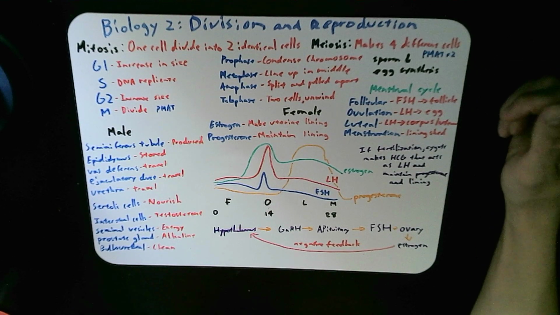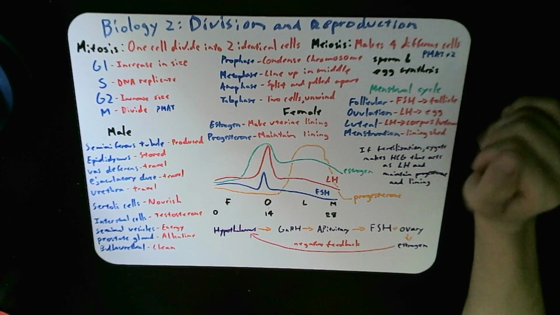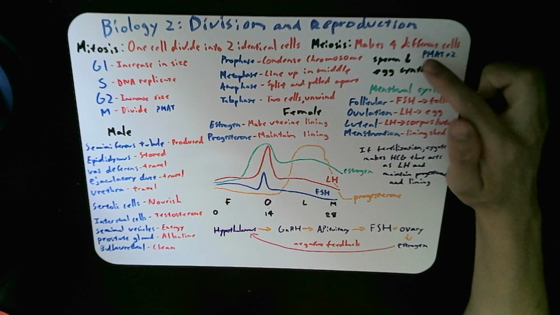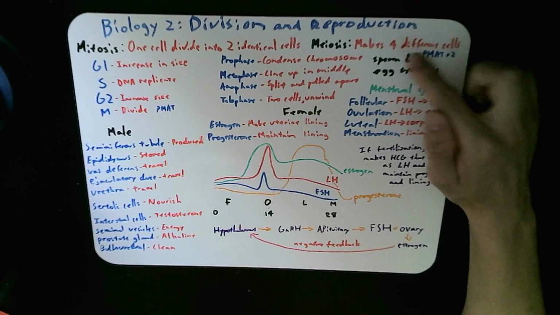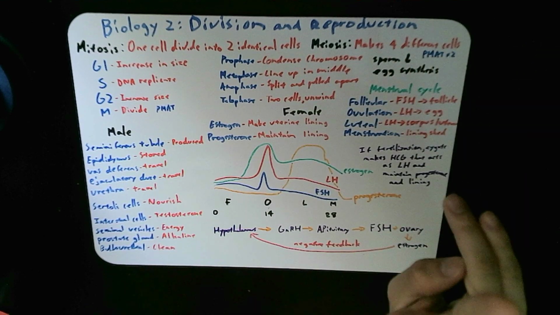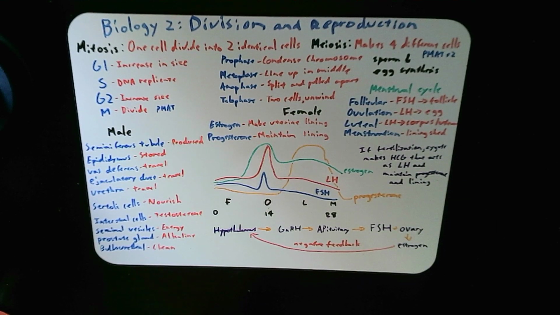In meiosis, it's from one cell into 4 different cells. This is getting ready for sexual reproduction. So basically it goes through prophase, metaphase, anaphase, and telophase, everything 2 times, to make 4 different cells in total.